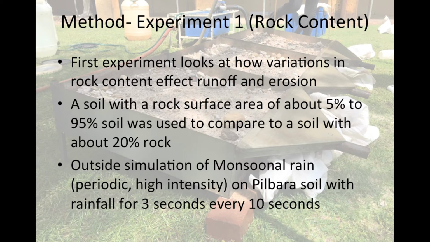The first week's simulation used a soil with rock content made up of about 5% of the surface area, meaning 95% of the soil was an exposed clay loam. The second week's model was set up in the same fashion, but with a different soil, which had about 20 to 25% of the soil area covered by rock. The rainfall simulation was set up to imitate the periodic high-intensity rainfall seen in the Pilbara, by having 3 seconds of high-intensity rainfall every 10 seconds.